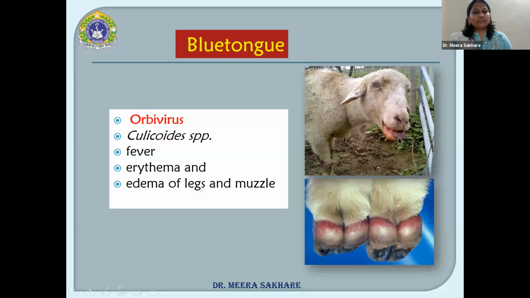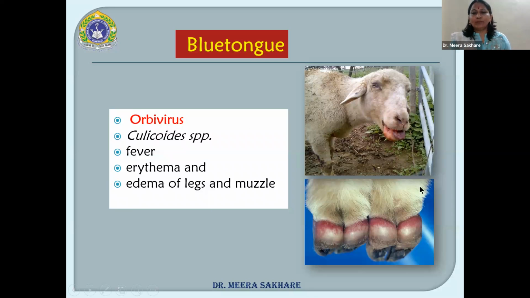These orbivirus are invading or affecting the reticuloendothelial system of the animal. Due to the affection of the RE system, there are pinpoint hemorrhages, and this affects the oxygen supply to the tongue, because the major target organ in blue tongue is the tongue. Due to the decreased supply of oxygen to the tongue, it has a typical bluish discoloration. So it is called blue tongue.